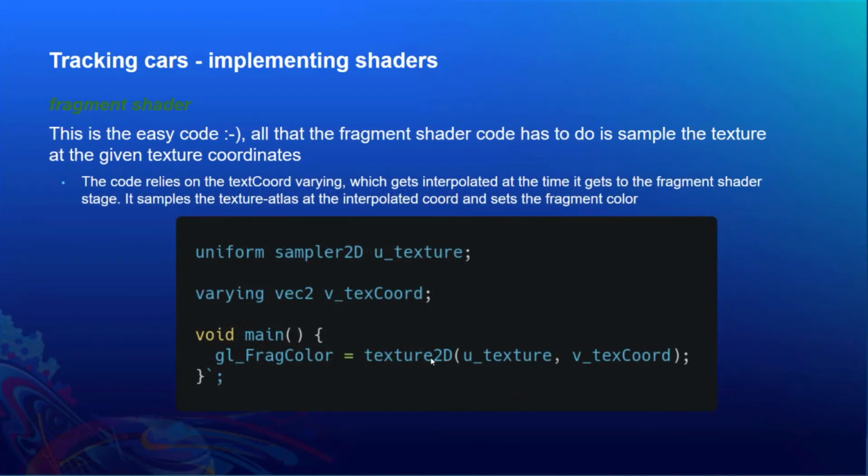The fragment shader is really the easy part. All we have to do is use the texture coordinates computed by the vertex shader. That value is going to get interpolated when moving between the vertex and fragment shader. And that allows us to sample the texture at the right coordinate. And that is basically what gives us the color of each fragment for each car.